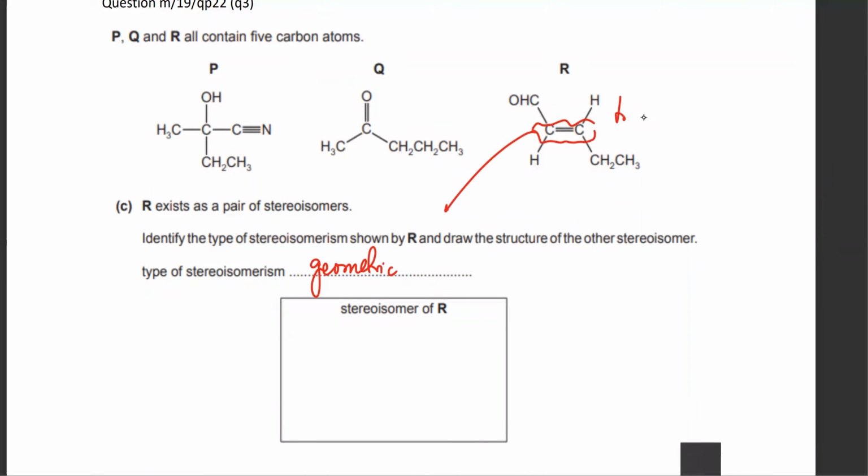Trans. Okay, that's your trans version, and they're asking you to draw the structure of the other stereoisomer. So they're asking you to draw the other version. What you can do is keep one side the same and just flip the other side. So this other molecule will have the H's pointing in the same direction. I've just flipped one side, and the other side's arrangement would be the opposite, and that's your cis version.